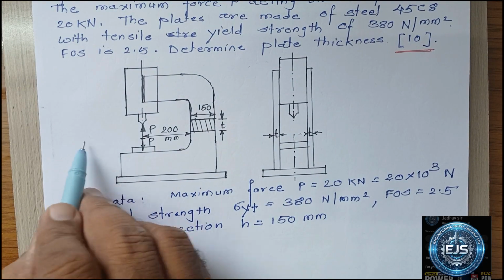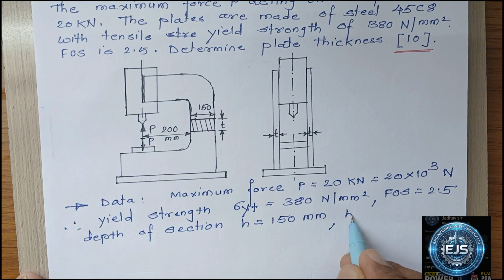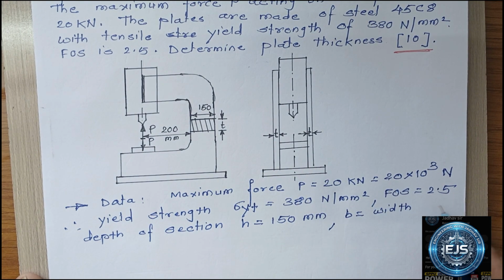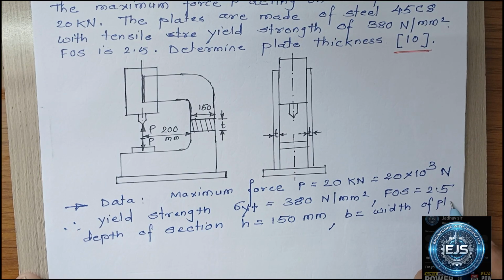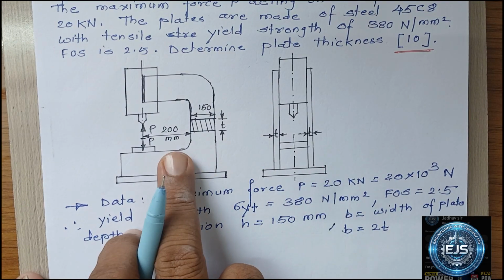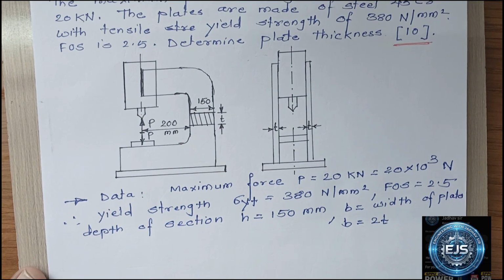This is the front view of this hydraulic press. So width is T plus T, that is 2T. So B is nothing but the width of these two plates. So B is equal to T plus T, that is twice of T. So twice of T is the width, and depth is measured like this in this direction. Depth H is equal to 150 mm.